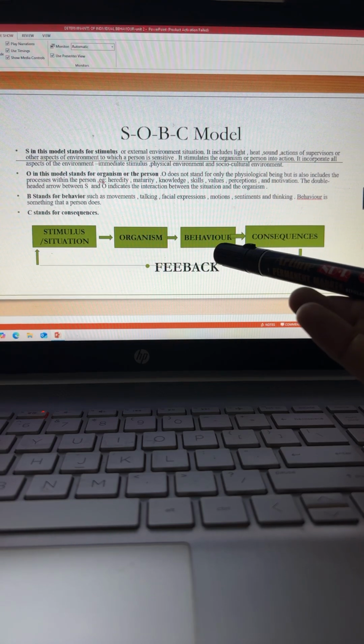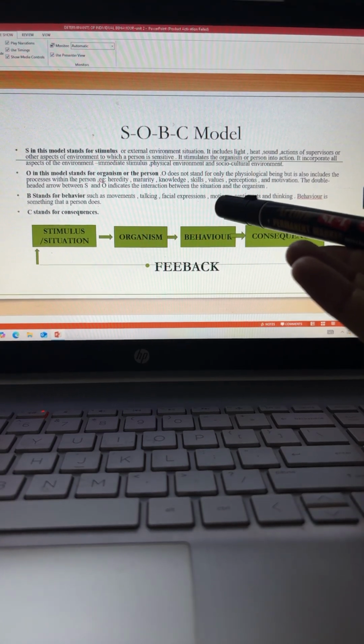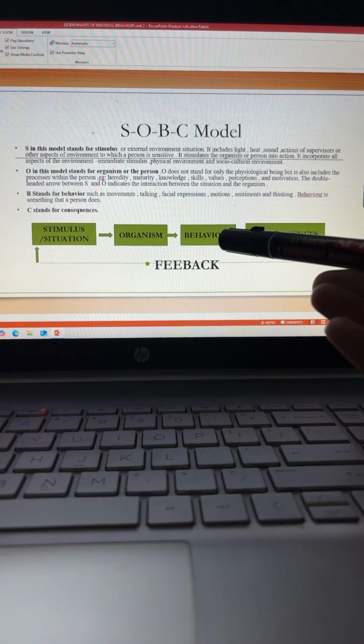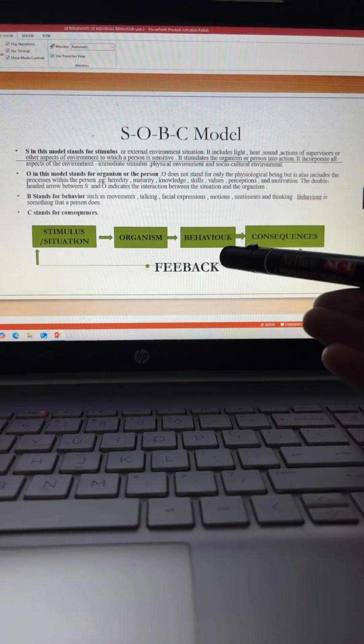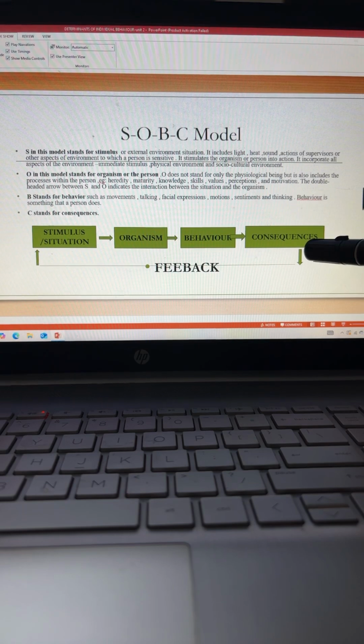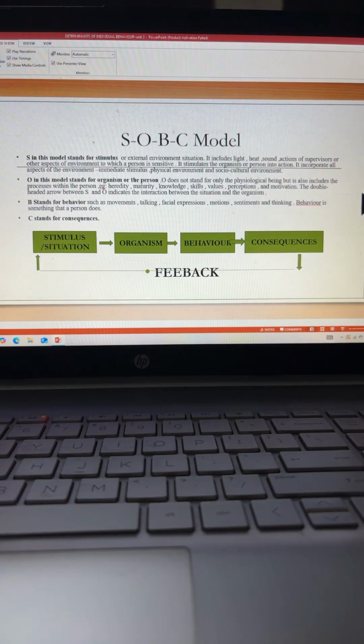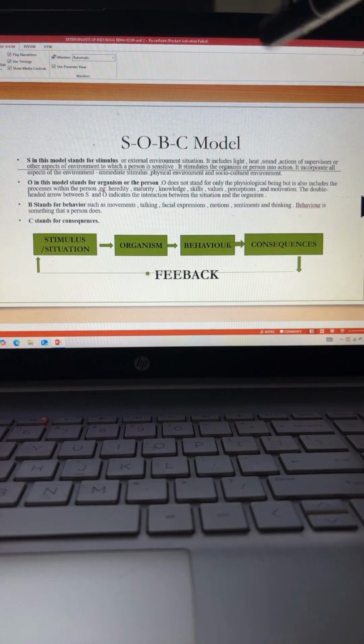The behavior that the individual has, the facial expressions, the emotions, sentiments, thinking, whatever it is, the behavior is something that the person does, and according to the behavior, there are the actual consequences of the behavior of the individual, and then there is a feedback. So this is the SOBC model.